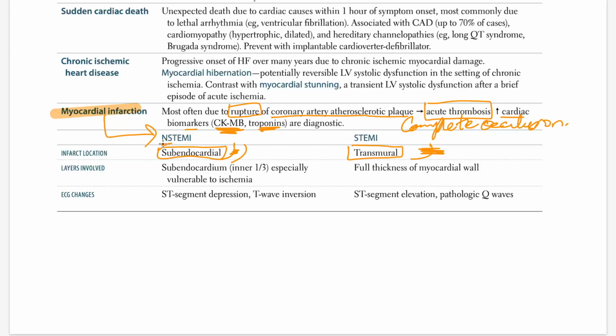And subendocardial is called NSTEMI, which is due to the fact that we don't have ST elevation. We have ST depression. That's why we call it NSTEMI. And the other one is STEMI, meaning ST elevation MI. Now the layers involved, we talked about it, subendocardium and full thickness. Now one more thing that you will see is T wave inversion in the NSTEMI versus pathologic Q wave in STEMI. And that is all for MI.